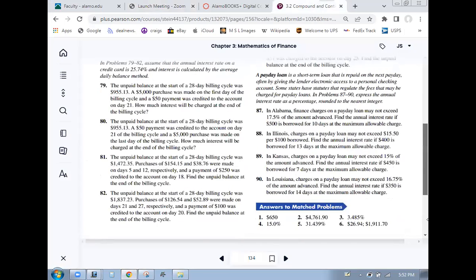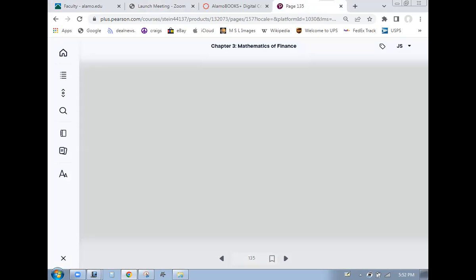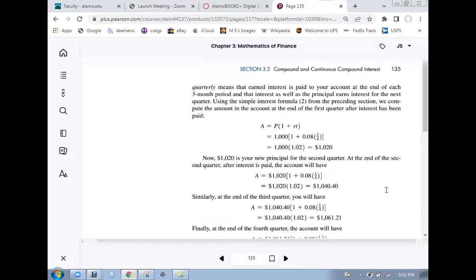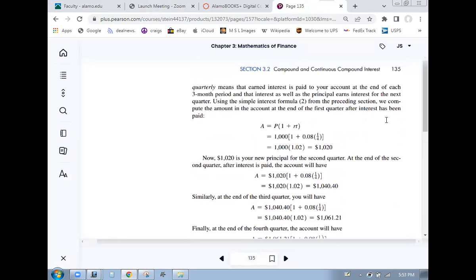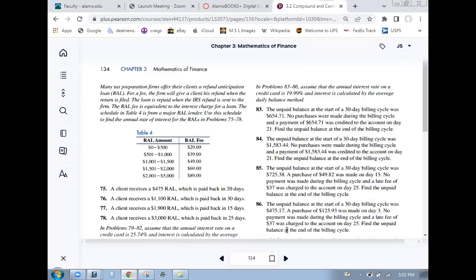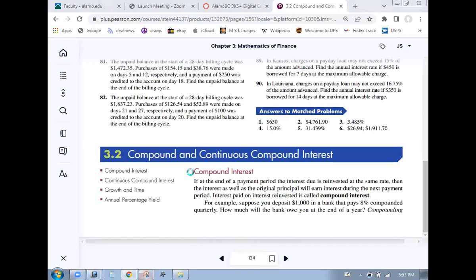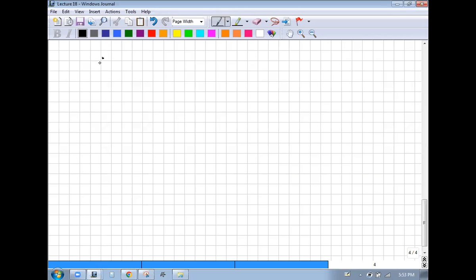Where'd it go? In this chapter here. I don't know how much detail they're going to get into it, but I guess we'll go through it in detail. We'll break our backs on this section because this is one of the most important things that you need to know in business. Let's go through every example in detail.